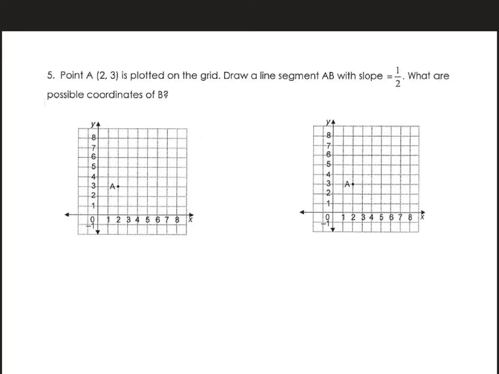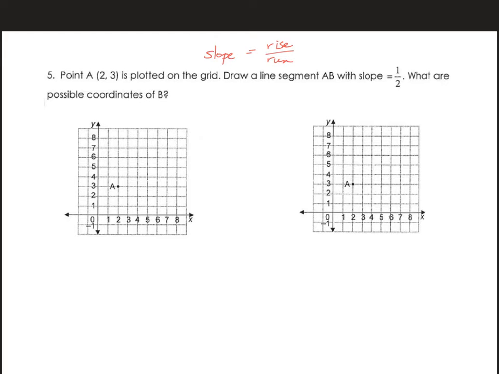So, the first thing I want you to do is take a look at the problem on the screen. What we should have is the idea that point A exists on a graph, and we need to draw a line segment, AB, that has a slope of 1/2. Hopefully, coming through that last lesson, we're fine with the idea that slope is always equal to your rise over your run.